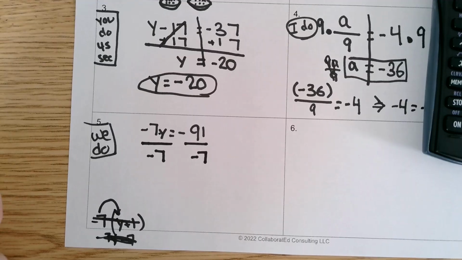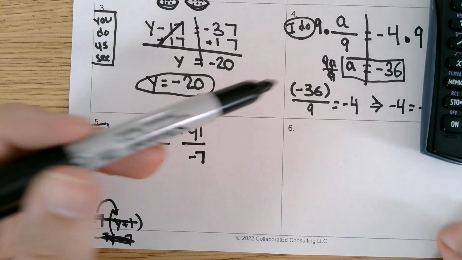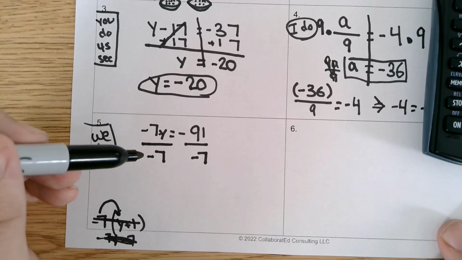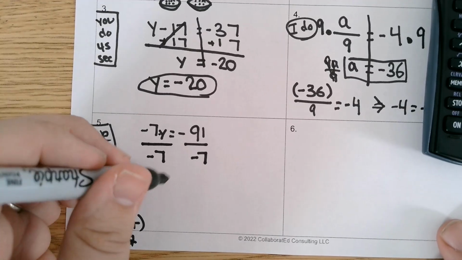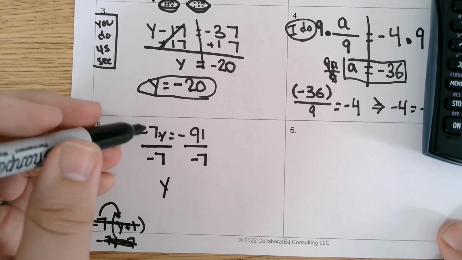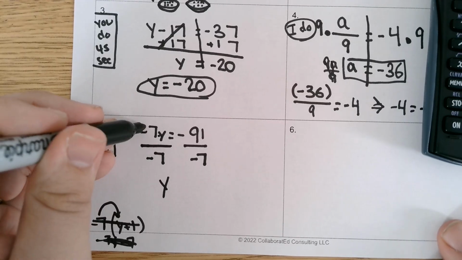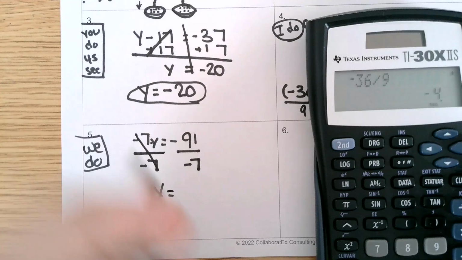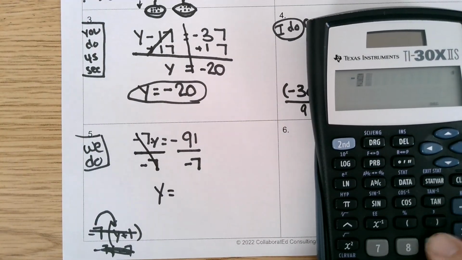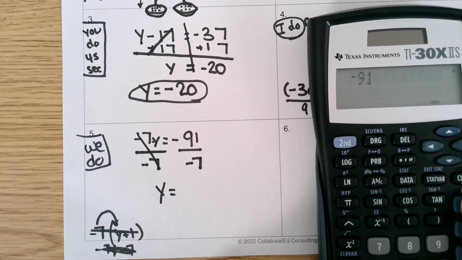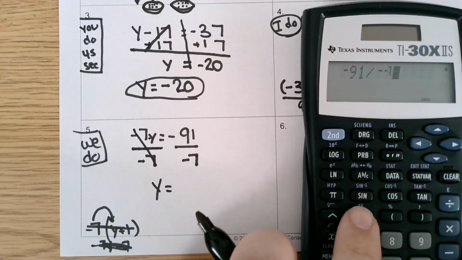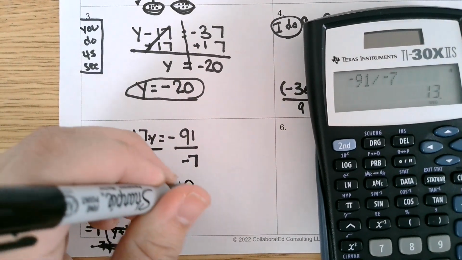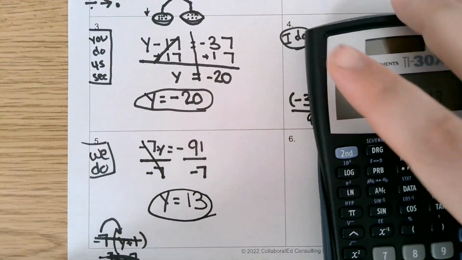And in a similar vein to how we did it in the last problem, we know -7y over -7 is just y, because -7 divided by -7 makes 1, so they cancel out. And we just go to our calculator, and we do -91 divided by -7. That's not 7. And you get +13. And that's your answer.